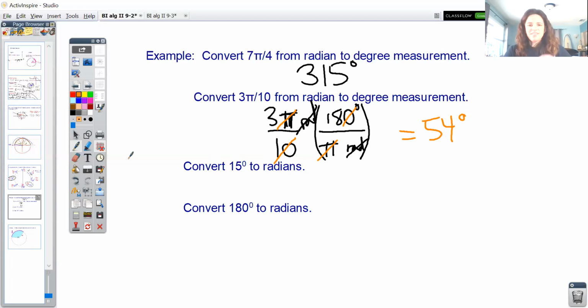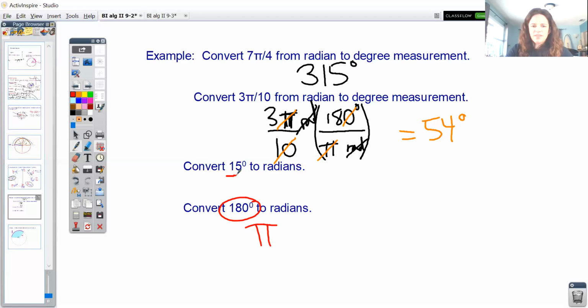Similarly, if I give you degrees, then you need to be able to convert that back to radians. So if it's something like the bottom example, that's 180 degrees, and you already know that 180 degrees is pi radians, then that's no work necessary.